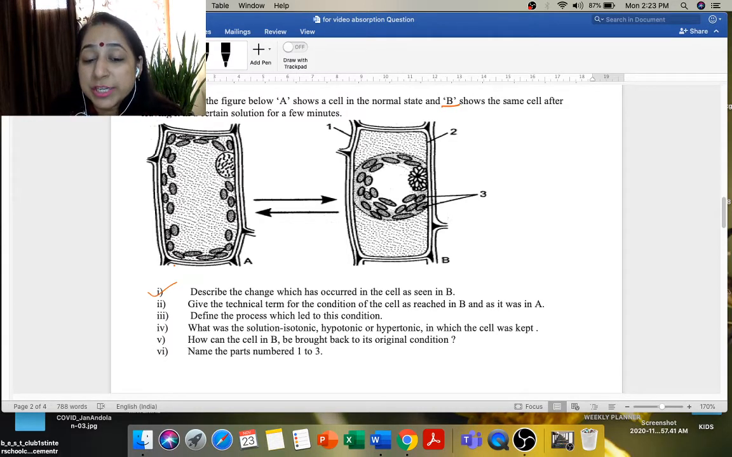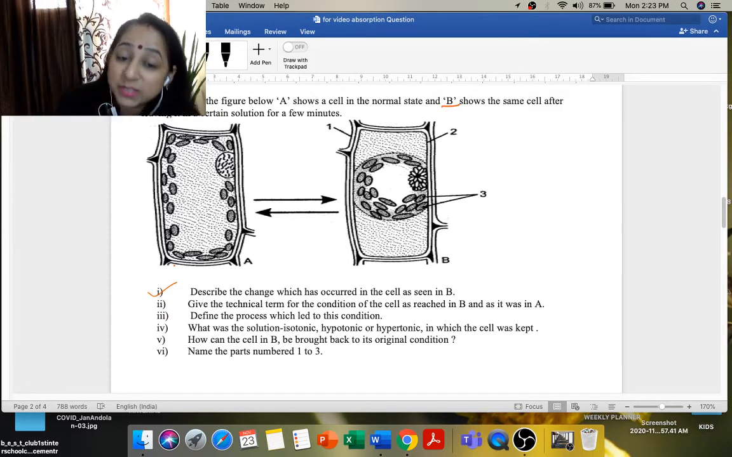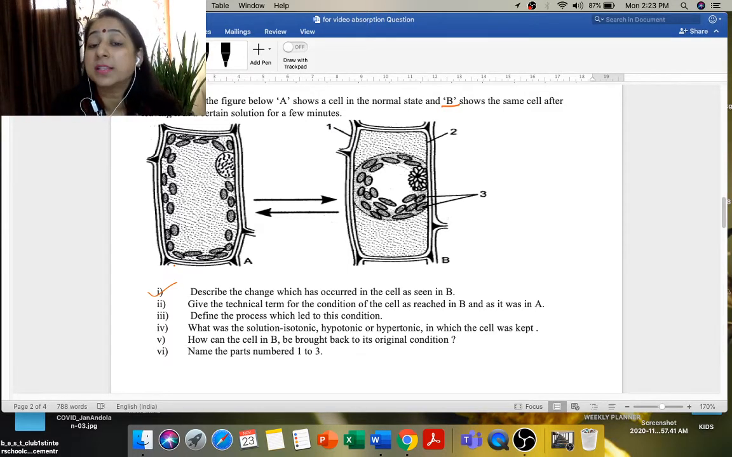Define the process which leads to this condition. You do not have to say plasmolysis. The process which leads to this condition, that means osmosis. Read the question carefully. And you should not write just osmosis. They have said define the process. So you need to define.